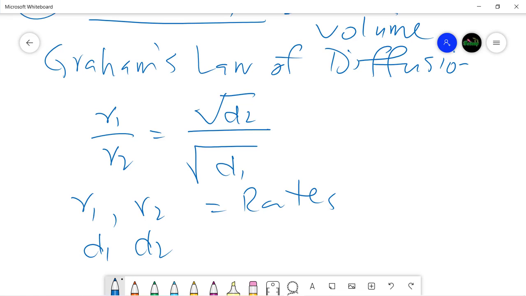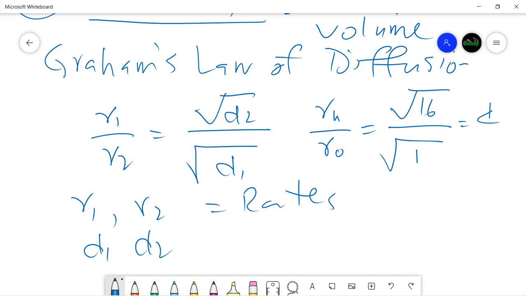Now if we just substitute the values of two very common gases, oxygen and hydrogen, we can get the idea of what it means. So say R_H for the rate of diffusion for hydrogen and R_O for oxygen. So it will be the square root of 16 over the square root of 1. Since it is inversely proportional, it is R_H over R_O equals the square root of D_O over D_H. So this is equal to 4 by 1.